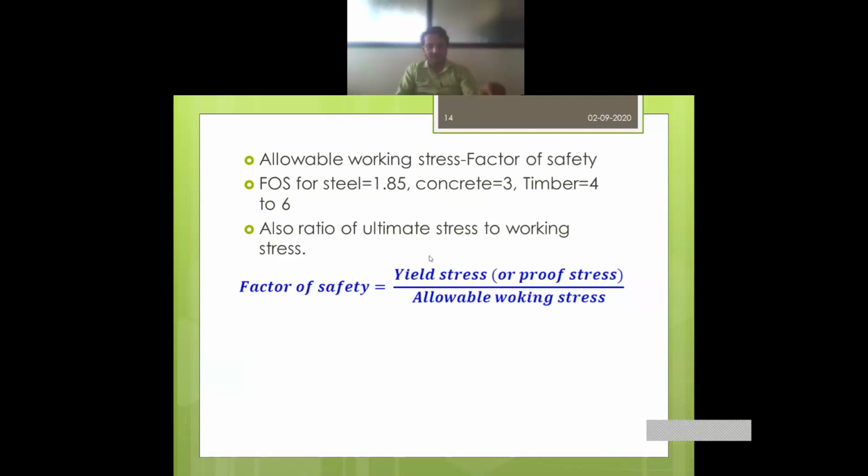The factor of safety, you understood, no? The load, it is just a ratio, the stress at which the material is in working condition.